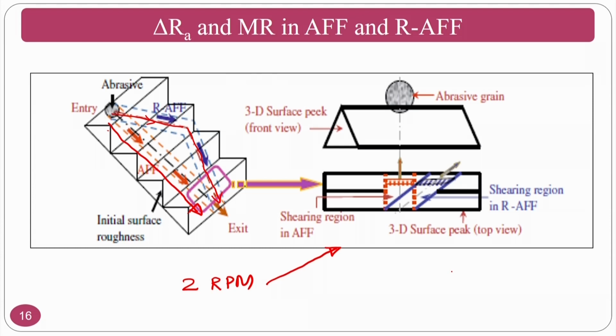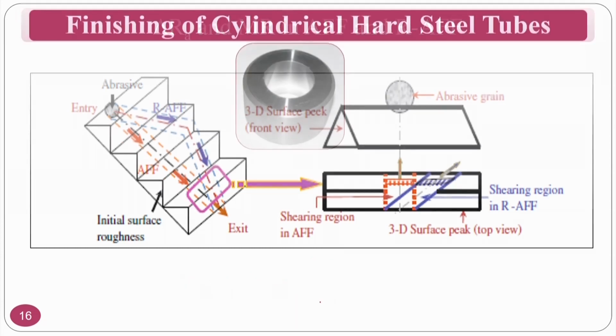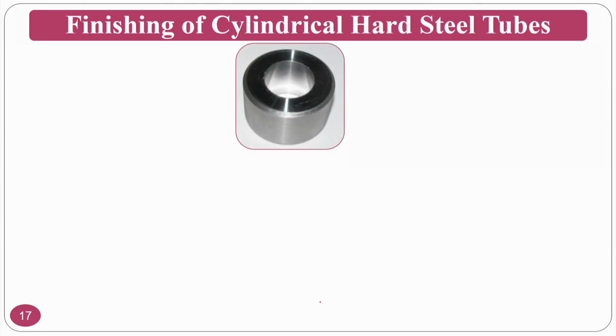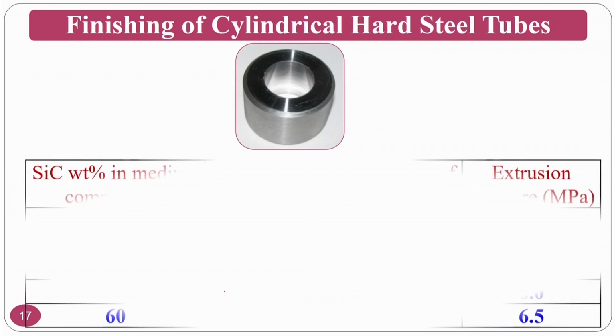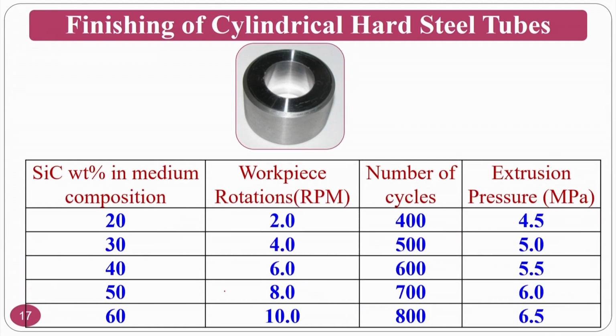This is what we have seen about the flat surfaces, but now we will move on to the cylindrical surfaces. For the cylindrical surfaces, I will just give you a glimpse of how the physics works, what the reasons are for the change in Ra or the change in roughness, and at the same time material removal and other things, for which some of the experimental data is shown here.